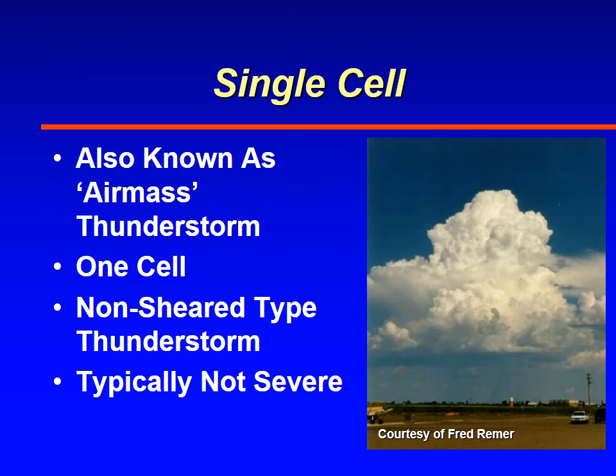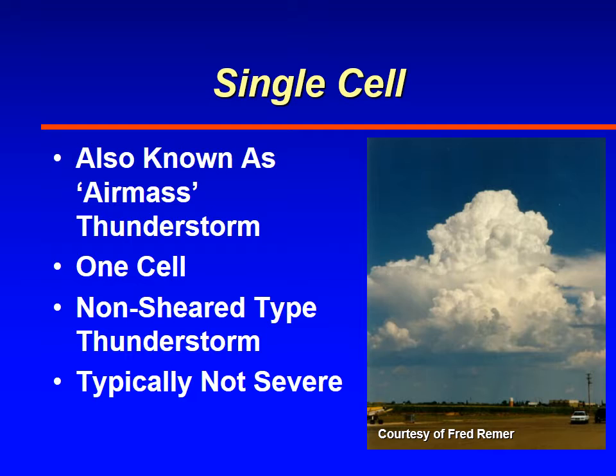So the single cell thunderstorm has been around for a while, at least the way we know it. For years we used to call it the air mass thunderstorm. It's a thunderstorm that typically develops in benign weather conditions. It's just one cell all by itself, usually a small cell, and develops in an atmosphere that does not have much wind shear. So it's a non-shear type thunderstorm.